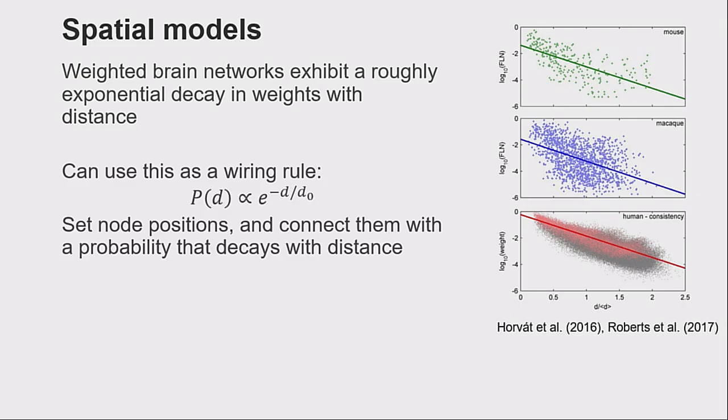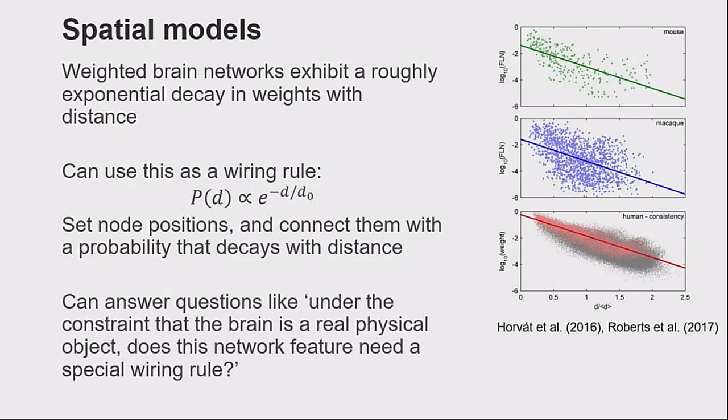But we can flip this around, right? We can build a model out of this where we make this our wiring rule. Instead of throwing the edges completely randomly, ignoring the actual spatial locations, we can throw them in with an exponentially decaying probability, or have the weights decay exponentially. This lets you ask a more refined question: not just how might this come about by chance, but under the constraint that the brain is a real physical object, does this network feature need a special wiring rule?